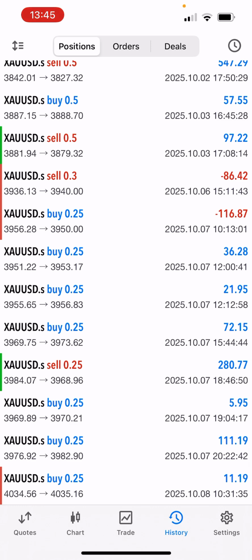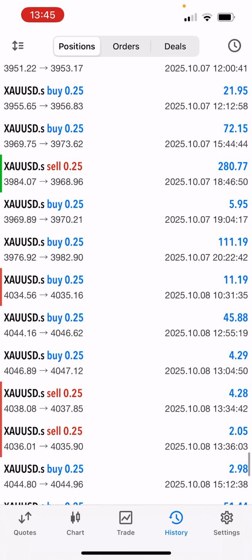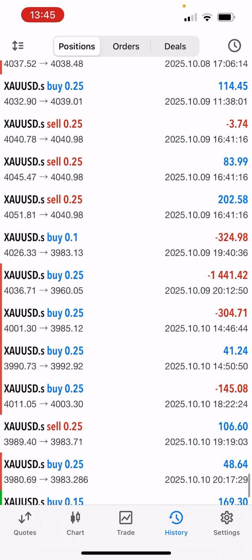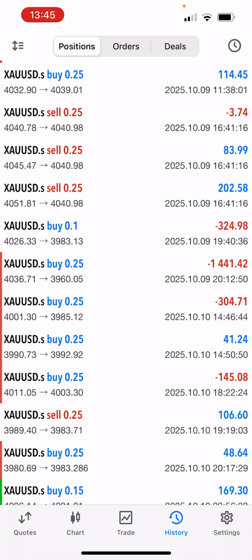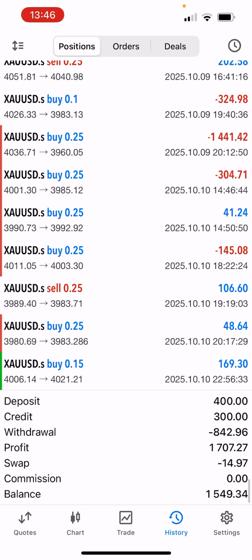That keeps wiping out profit. The 80 and the 116 there, that was me trading with my strategy. Still with the strategy, and it's just wins and stopping out. And then you come down to here, and that was on Thursday. The minus 324, the minus 1441, and the minus 304. That's like the best part of 2 grand I've lost.